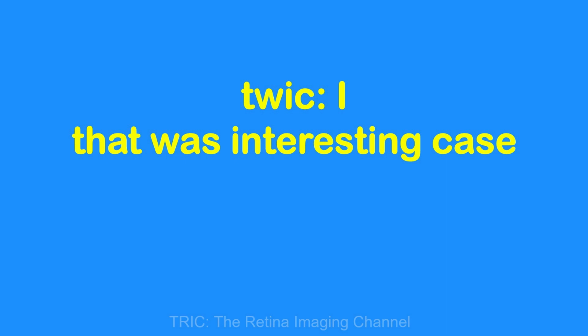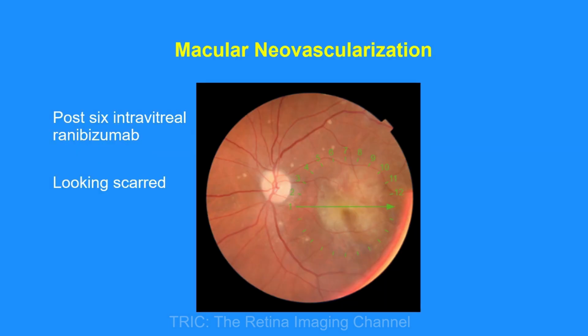That Was Interesting Case, or TWIC. With this series we are going to present some interesting cases which we see in our day-to-day clinic. So the first case of this series is a case of macular neovascularization. This patient had received 6 intravitreal ranibizumab injections and the MNV is looking scarred here.